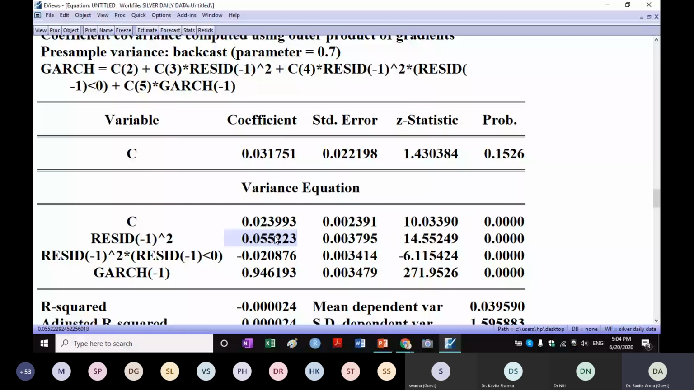What is C4? It is C4 into residual minus 1 square, that is, C4 into ARCH. C4 is the coefficient of ARCH multiplied by residual minus 1 less than 0. If it was negative, then 0. If it was positive, there was a positive effect. Then volatility means, if residual was higher, then volatility increased or not.